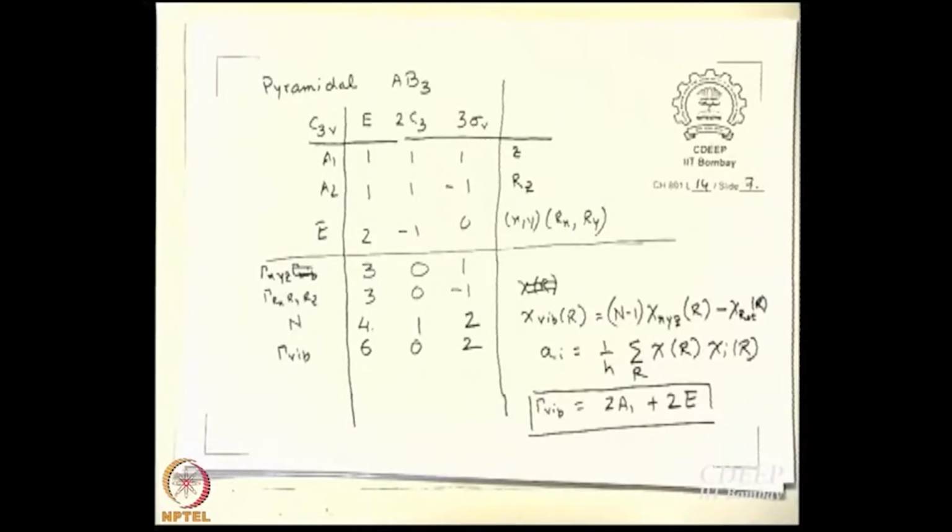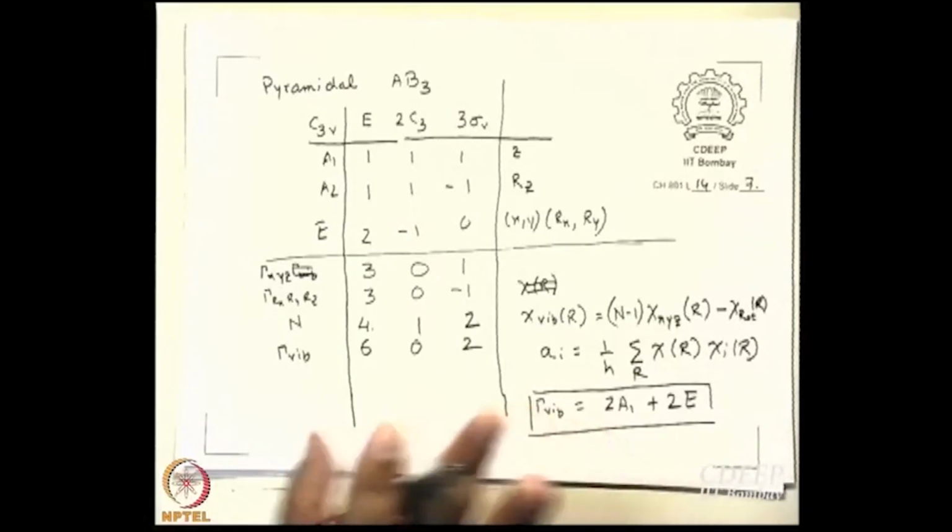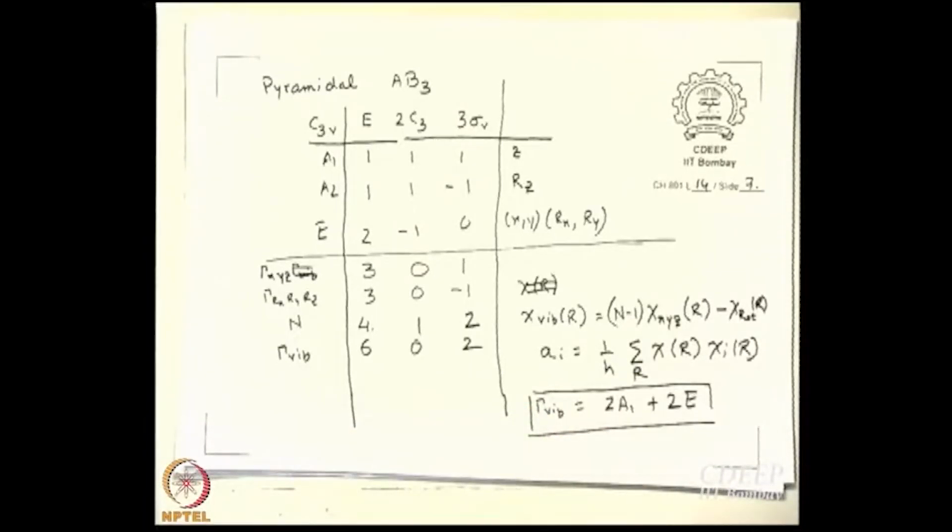Once again, this is a step where we can check whether we have gone wrong somewhere. 2A1 plus 2E. So, what is the dimensionality total? 6, and we are talking about a 6 dimensional basis anyway. So, seems to be right, at least consistent. Fine. Now, what do we need to do?